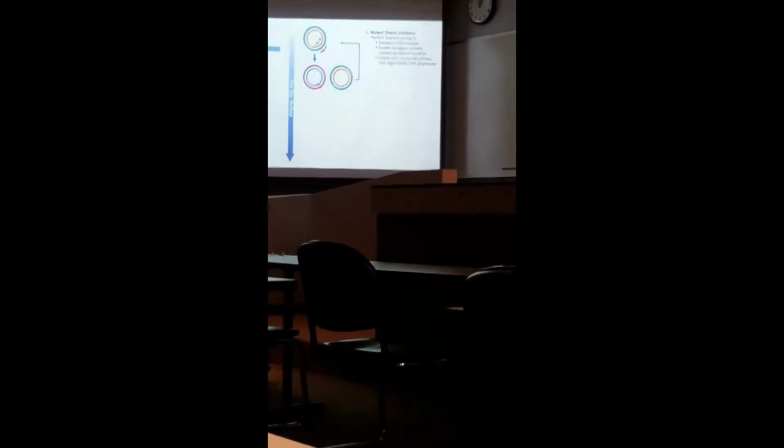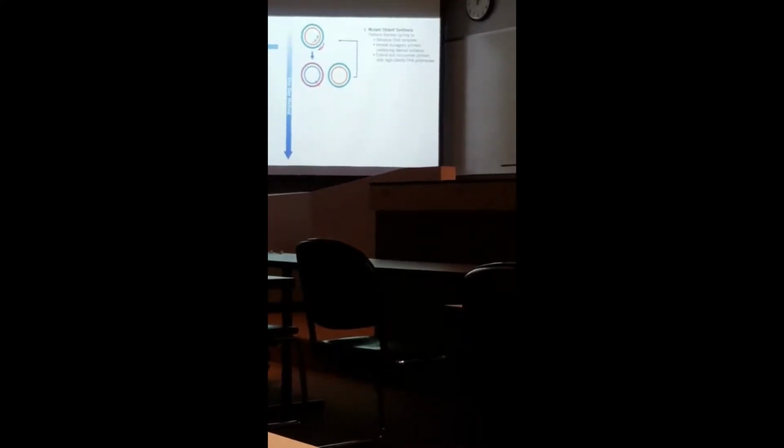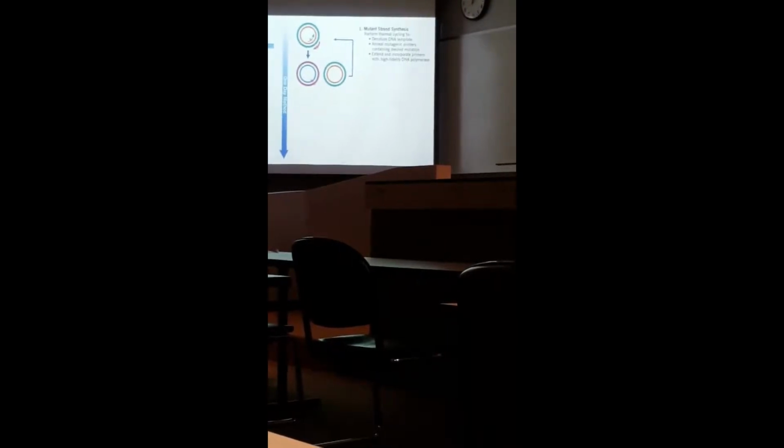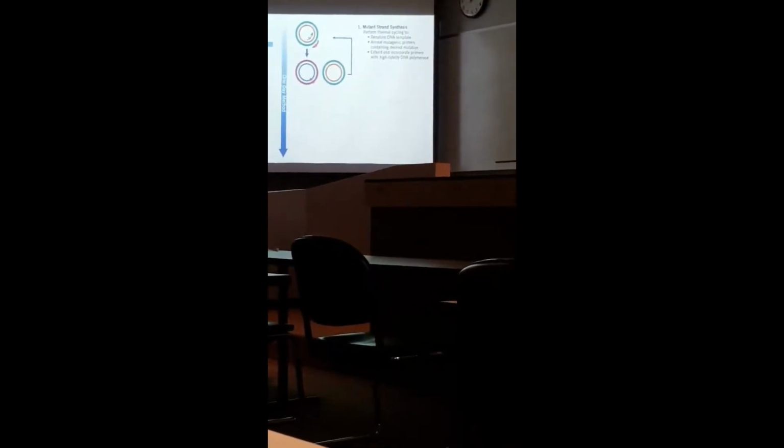So here's just a quick overview of that mutagenesis process. They have the original plasmid here, which is double-stranded like the DNA, and they have two primers. Each of them contain the desired mutant.